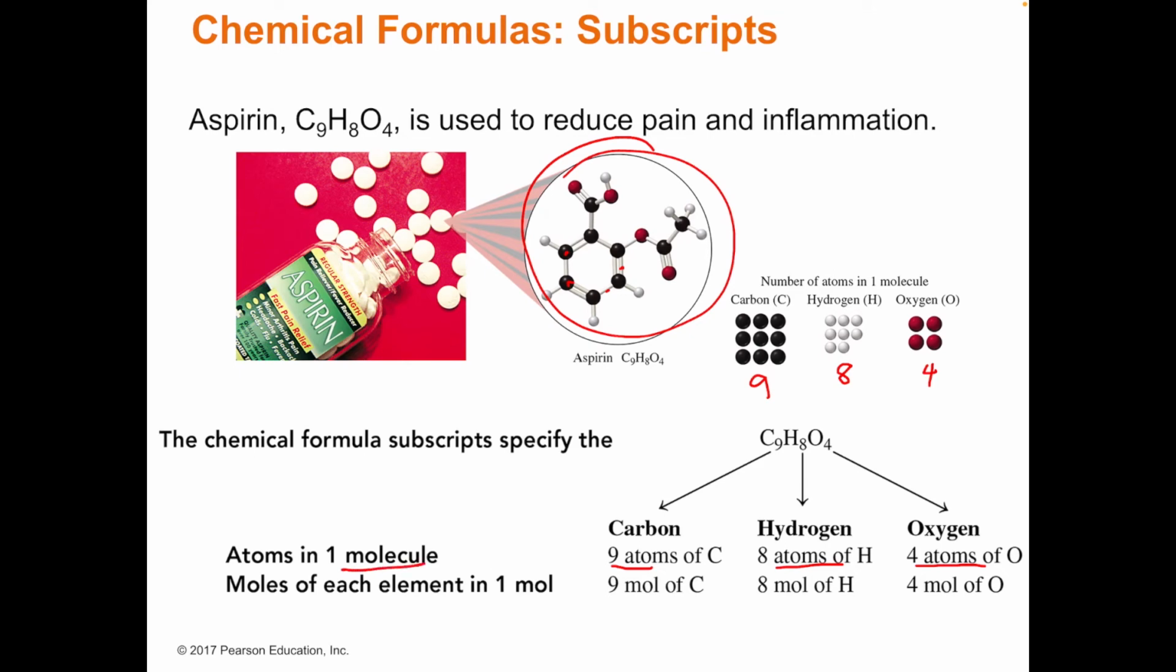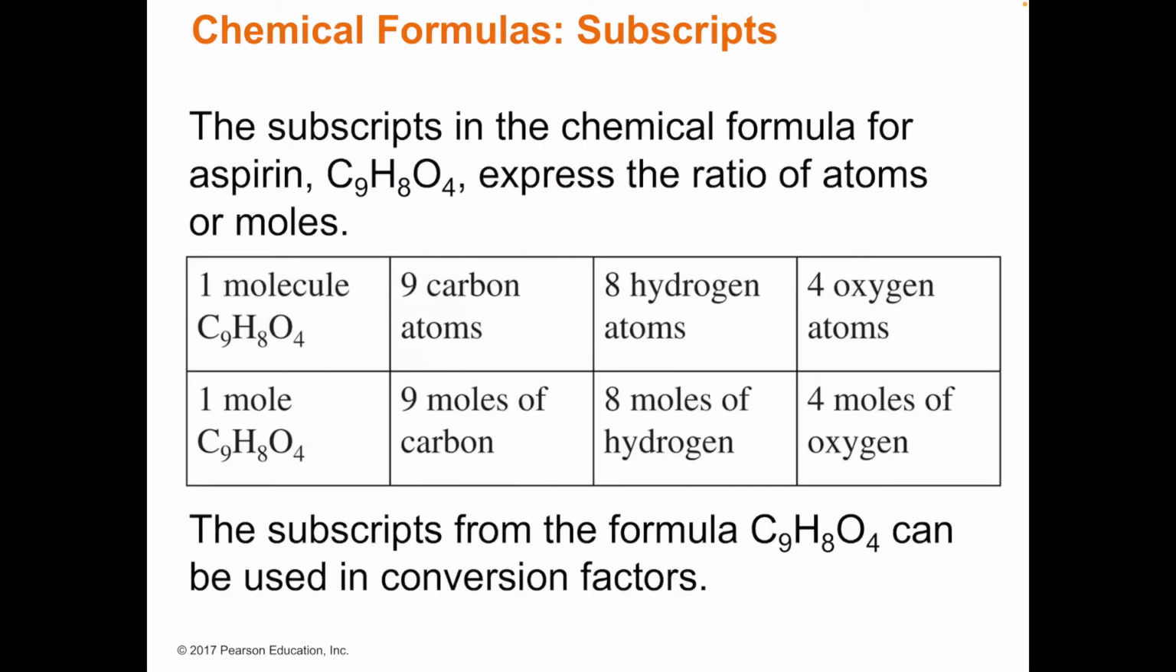So if we're starting with 1 molecule, then I'm breaking it into atoms. If I'm starting with 1 mole of it, then I'm breaking it into moles. Okay, so we can use these again as conversion factors. So here it is, just written out a little bit differently. 1 molecule breaks into 9 carbon atoms, 8 hydrogen atoms, 4 oxygen atoms. 1 mole of aspirin will break into 9 moles of carbon, 8 moles of hydrogen, and 4 moles of oxygen.